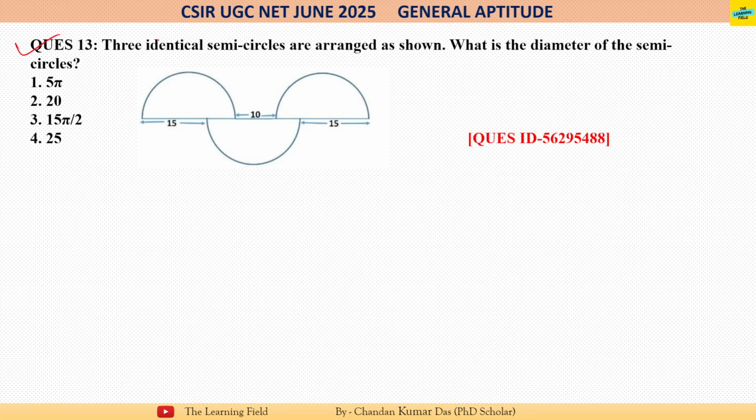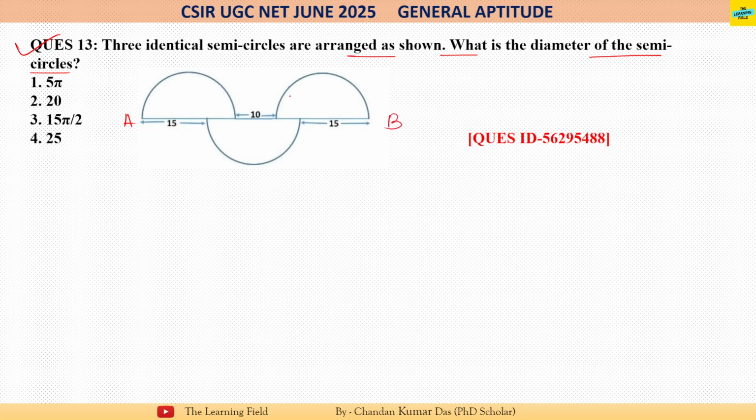Question number 30. It says that three identical semicircles are arranged as shown. What is the diameter of the semicircle? So three identical semicircles are arranged as shown. What is the diameter? That is, we have to find the distance.